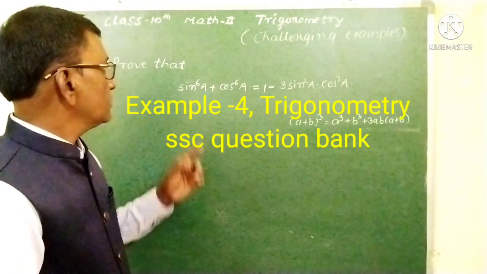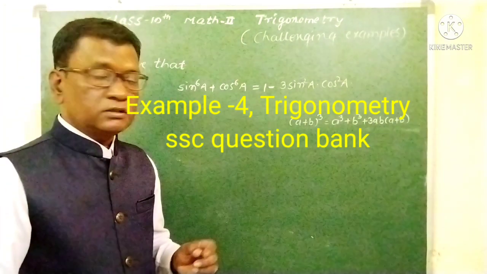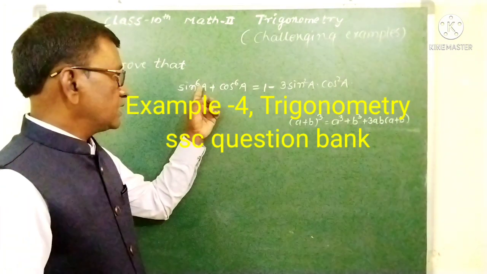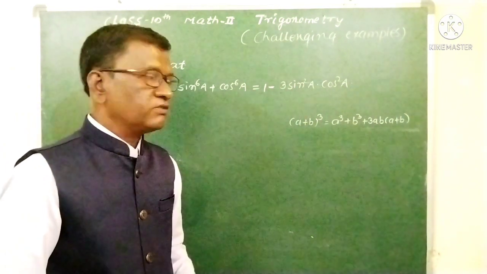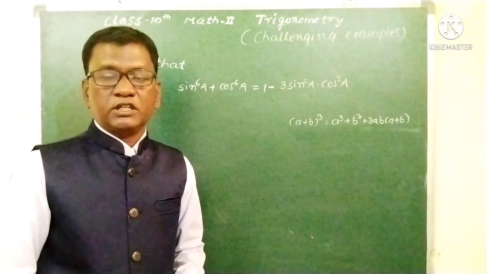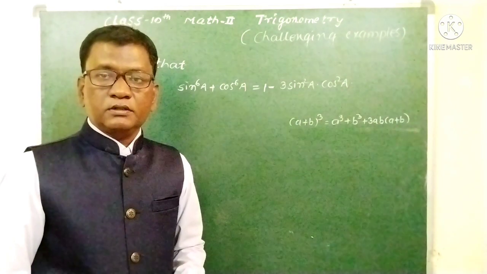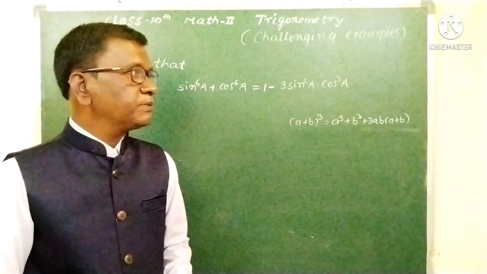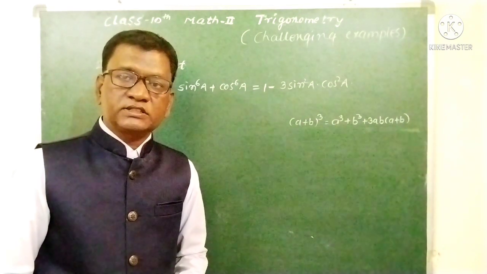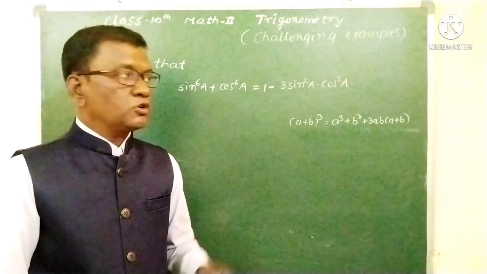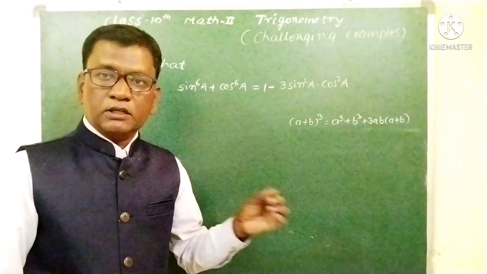Example: Prove that sin 6a plus cos 6a equal to 1 minus 3 sin square a cos square a. This is one more challenging example which may be frequently asked in the exam. So watch it carefully.